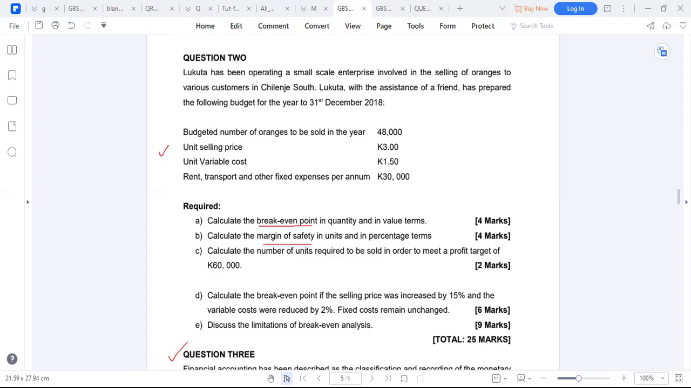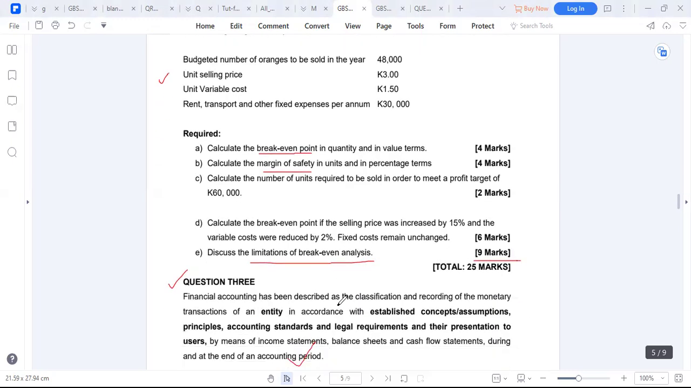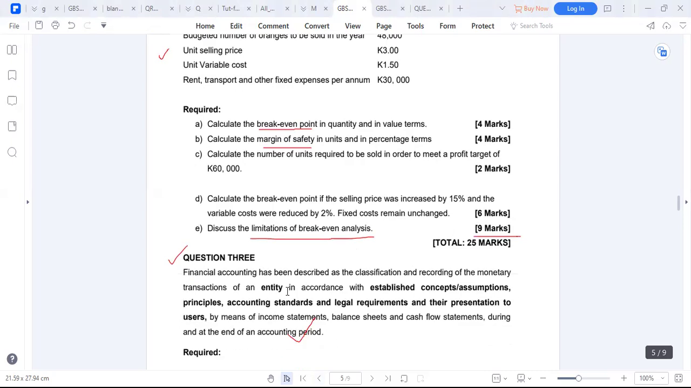Then you are also asked, for 9 marks, to explain the limitations of break-even analysis. What are the limitations? We have several limitations. Number one, the break-even analysis relies on a number of assumptions like fixed costs, linear relationships and constant selling prices. These may not always hold true in the real world.